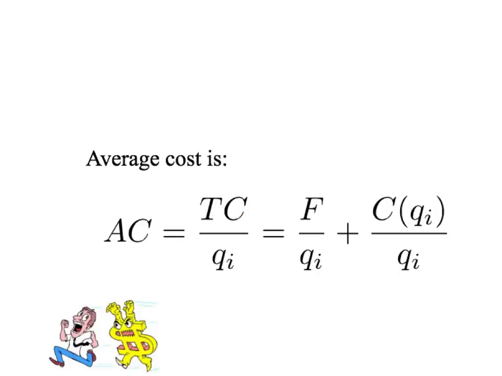We can think about average cost. The average total cost is simply the total cost divided by the amount you're producing, given by this formula here. And that's simply going to be the average fixed cost plus the average variable cost.